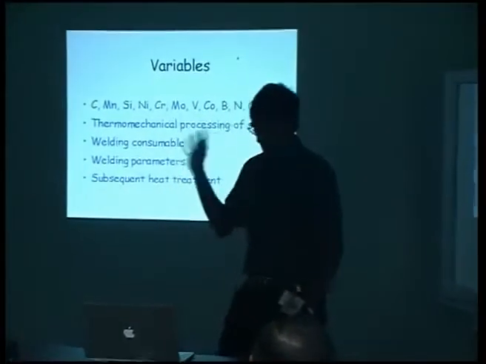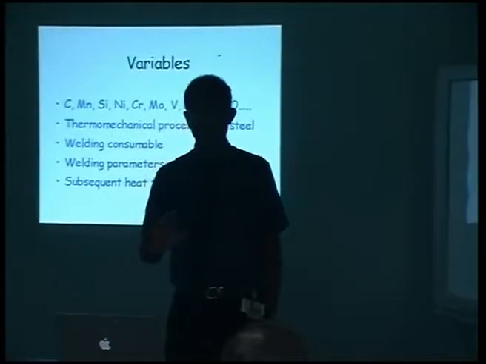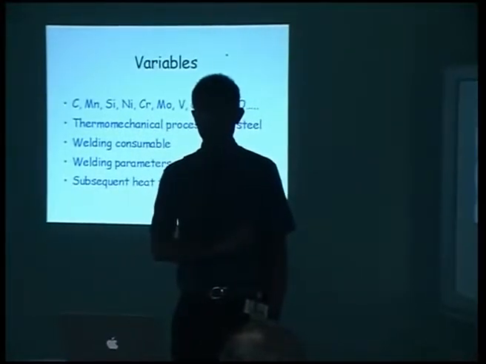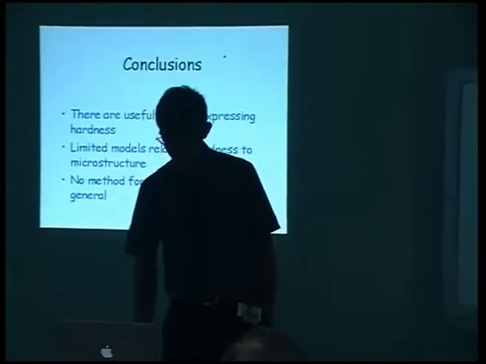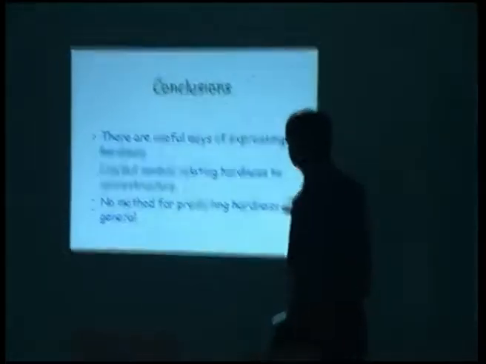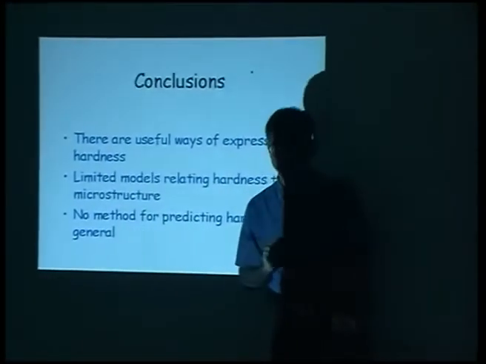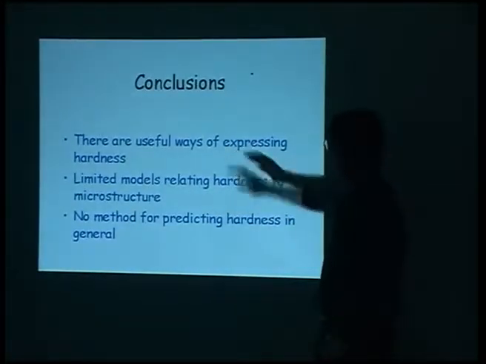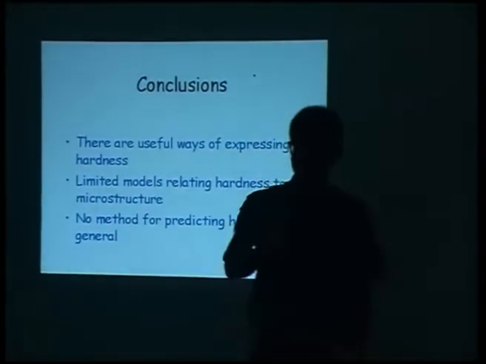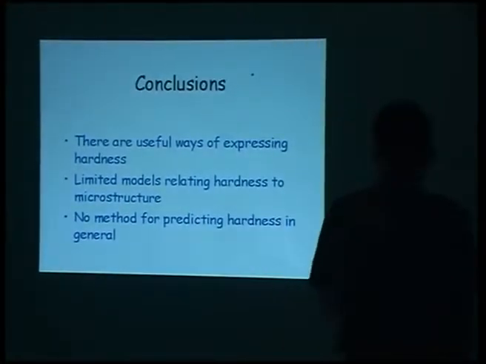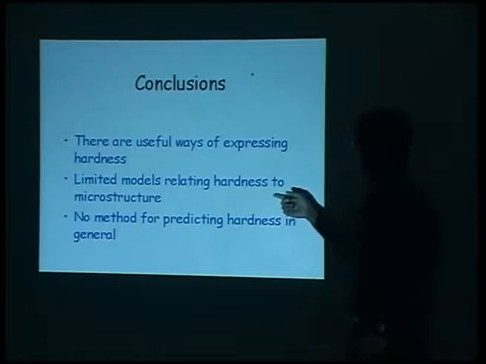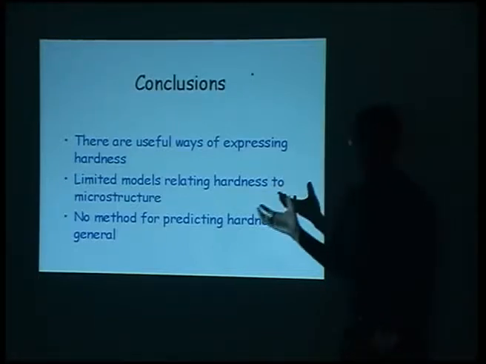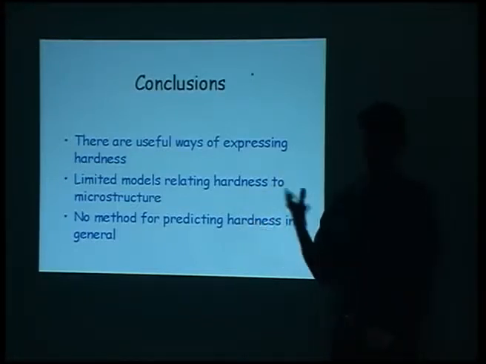So I realize that whenever we have a large number of variables, we need to take account of that. So to summarize, this isn't the end of the talk. I'm not giving up. There are, of course, very useful ways of expressing hardness. We can use equations in a limited domain, and we know that there are certain microstructures which are hard and others which are not.